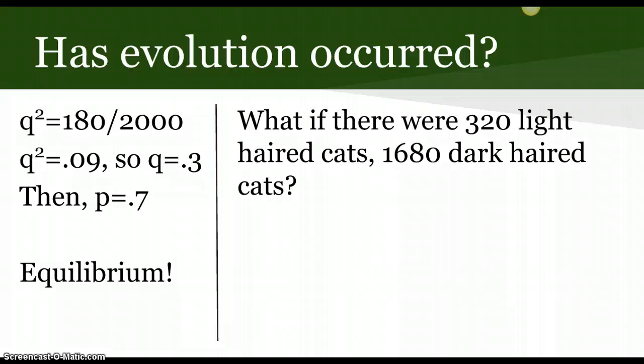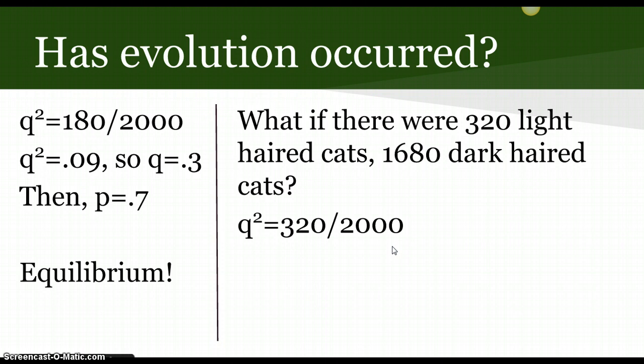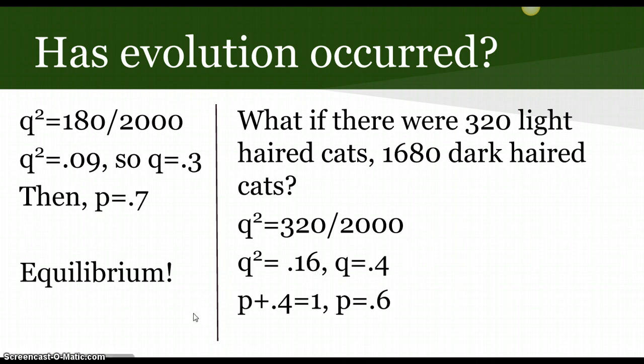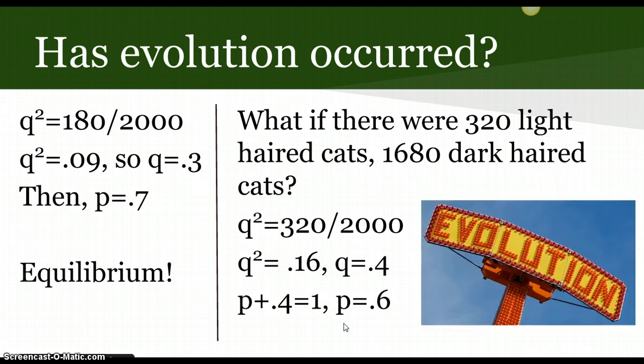Now suppose that we found 320 light-haired cats and 1,680 dark-haired cats. All right, so in this case, q squared would be 320 out of 2,000, and that would be 0.16, so q would be 0.4. The square root of 0.16 is 0.4. And then p plus 0.4 equals 1, so p is 0.6. Now clearly, these are different numbers than these guys, so evolution is occurring.